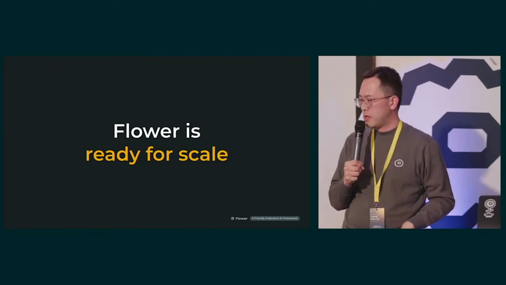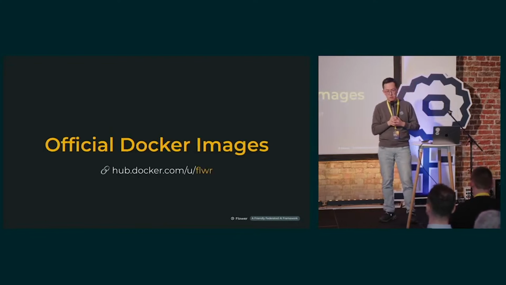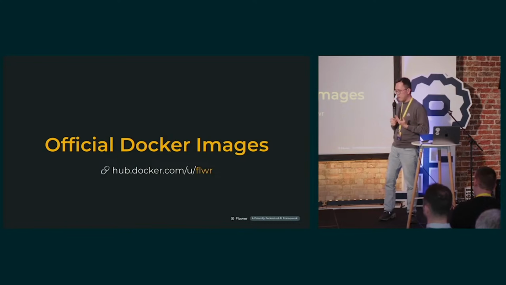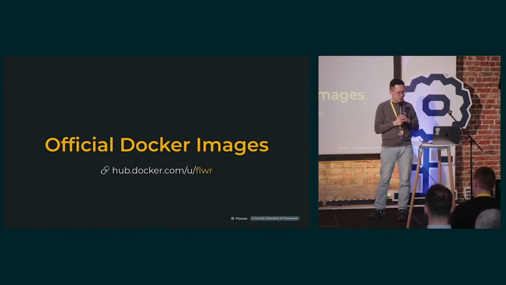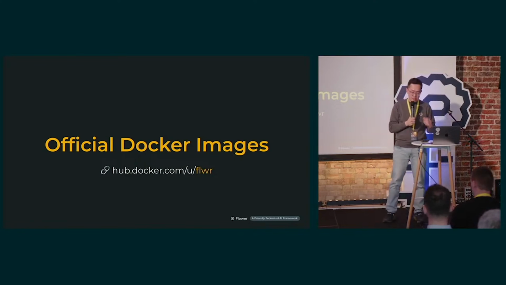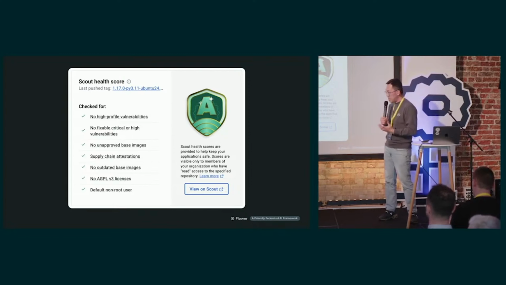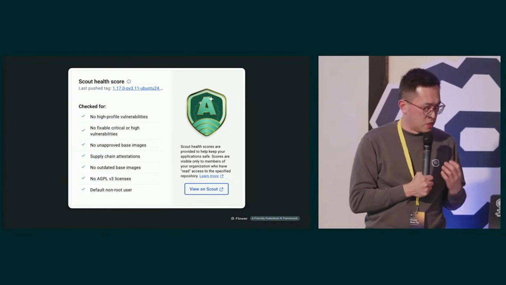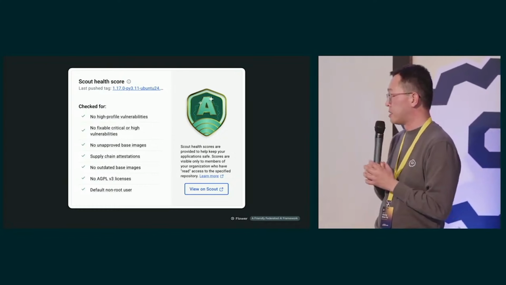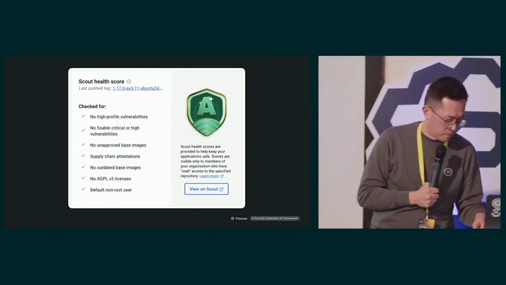Now we're talking about Flower being ready for scale. So what do I mean by that? Some of you will be familiar with this, but we have official Docker images. All of these images are available on Docker Hub. You can access them on this link over here, hub.docker.com/u/flwr. And all these images have a Docker Scout health score of A. What this means is that when you build any of your containers on top of our Docker images, you can be assured that all the security measures are in place and there are no high-profile vulnerabilities in your images.